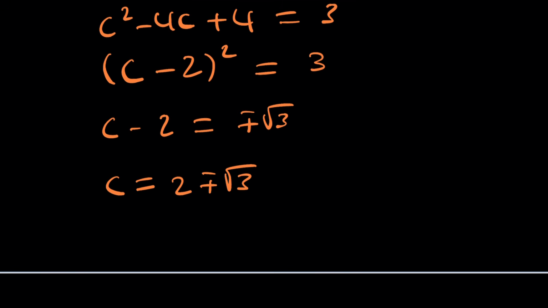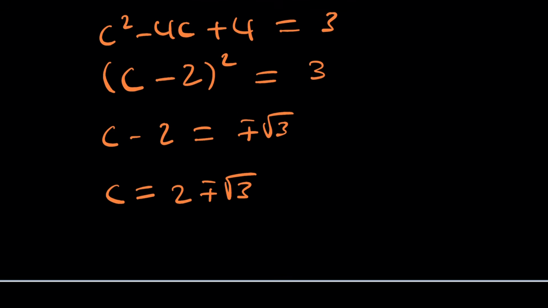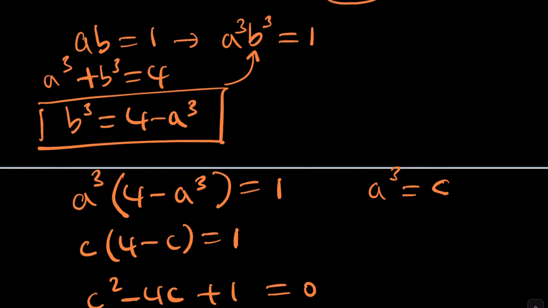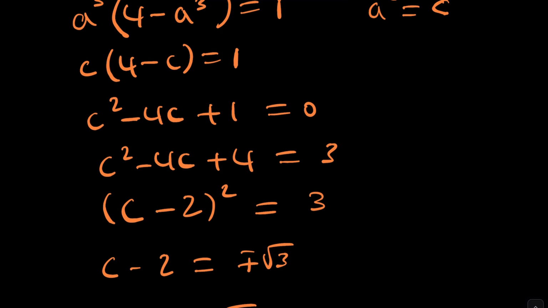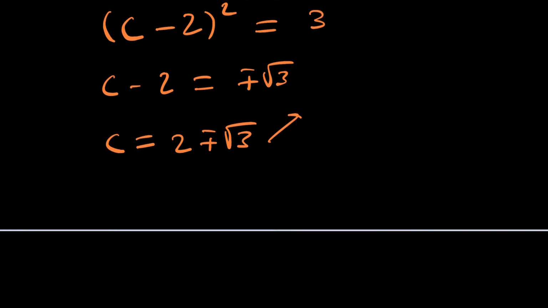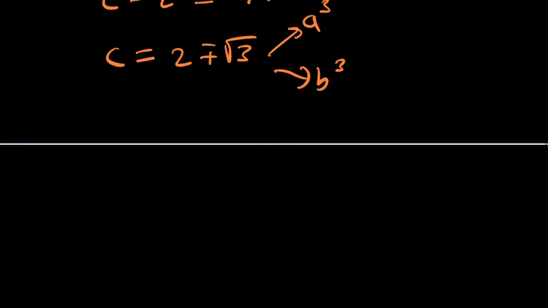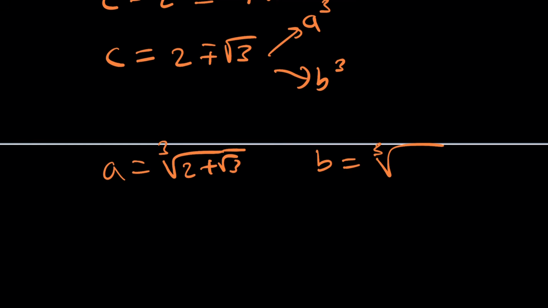But wait a minute. What is c? c is a or b, right? No, not really, actually. c is a cubed. So this is equal to a cubed or b cubed because there were two roots, remember? So if you set it equal to a cubed, then a would be the cube root of this. In other words, a can be something like the cube root of this, and then b can be the other one, or vice versa. But at the end, it doesn't matter.